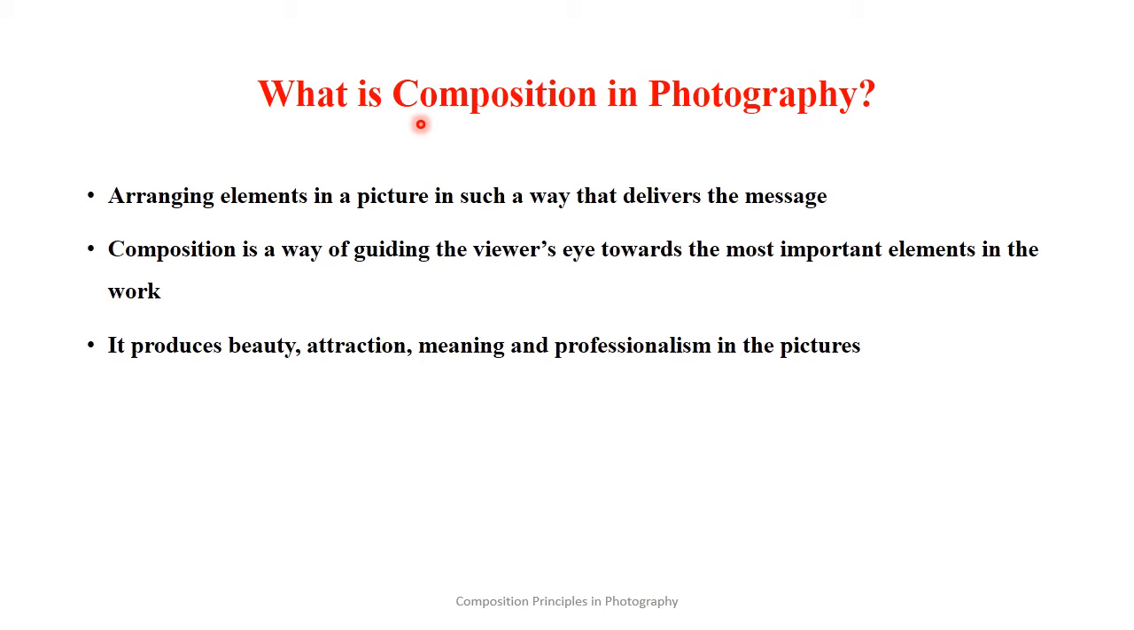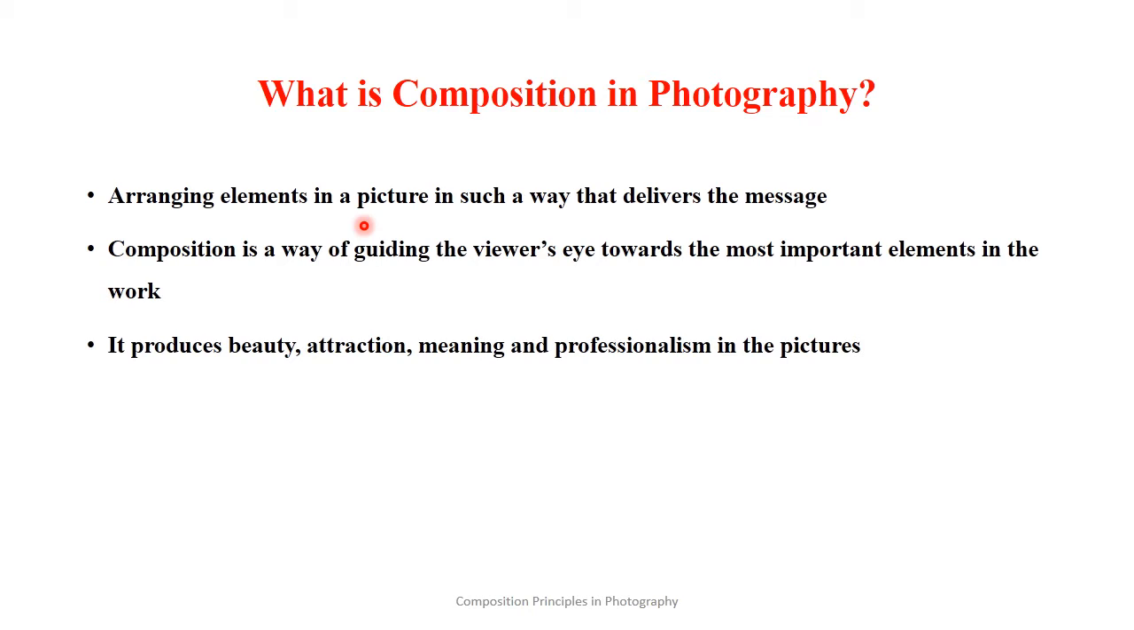So let's have a look at the very definition or meaning of the composition in photography. Well, when we want to define it, we say that it is basically arranging elements in a picture in such a way that delivers the message, right? So this definition of the composition is very simple and easy to understand. It means that when you are taking a picture, at that time you need to arrange all the possible elements, right? So for that very picture, you need to arrange all these elements in order to have more beautiful and attractive pictures. And this is basically called composition, that when you are arranging different elements in order to have a more attractive and meaningful picture, right?